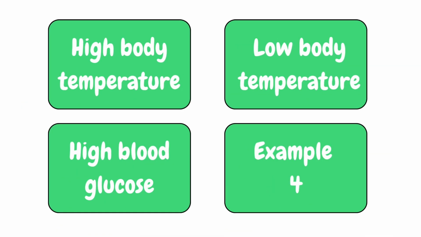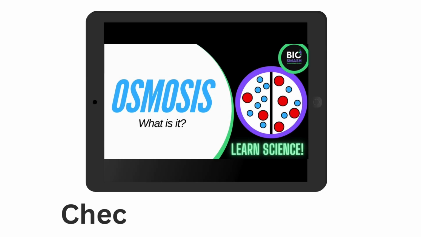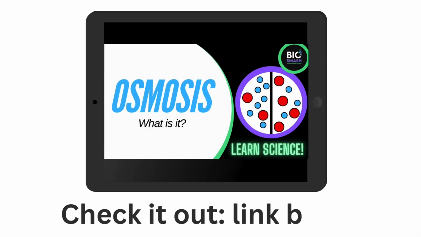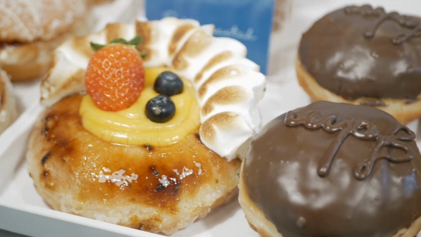Our next example of negative feedback is looking at the concentration of glucose in the blood and what happens if it's too high. Another level in your body that needs to stay fairly constant is your blood glucose concentration. One of the reasons for this is a process called osmosis, and I've got a video all about it, so I'll link it below. When you eat carbohydrates, your body breaks them down.